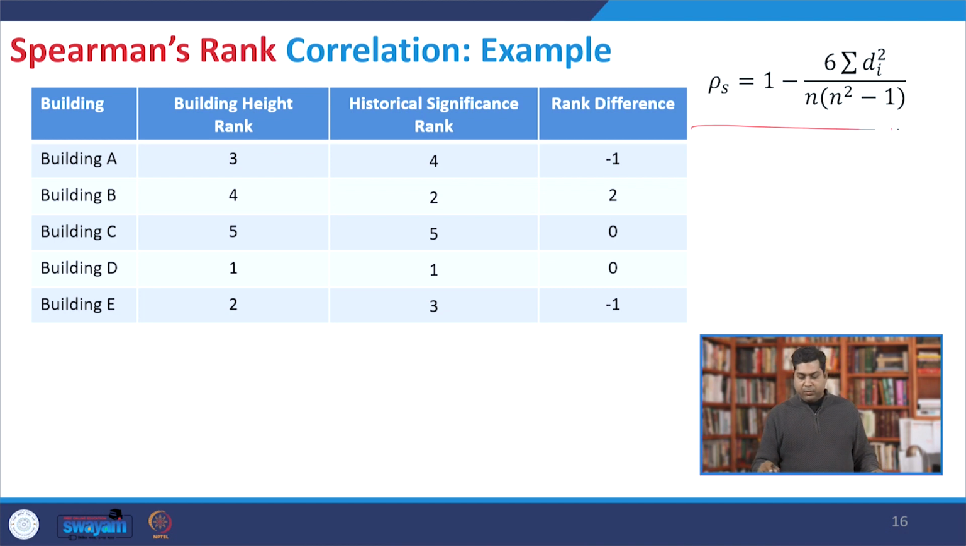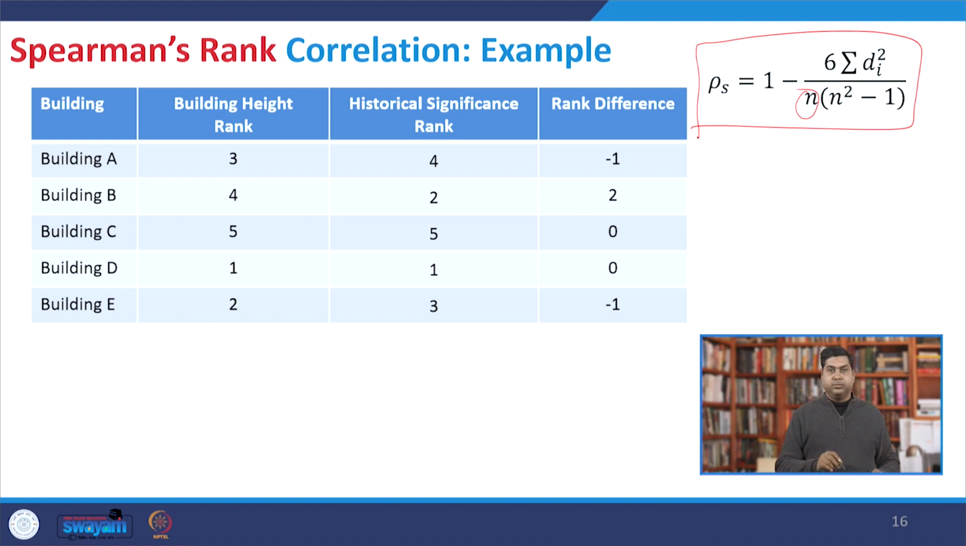So this is the overall formula we need to remember. In this case n is nothing but the number of observations, so here the number of observations is 5. So in the denominator we do not have much complicated calculation. Now in the numerator you have the difference, di squared. So di we have to find out.